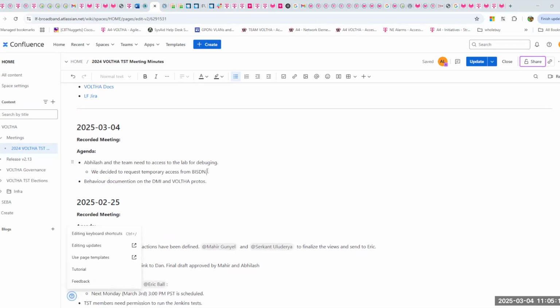So I have 2 points. One is a carry forward from the previous meeting that we had, and one is a new item which I have. So on this, is BISTN on board already on the new contract on maintaining the lab?